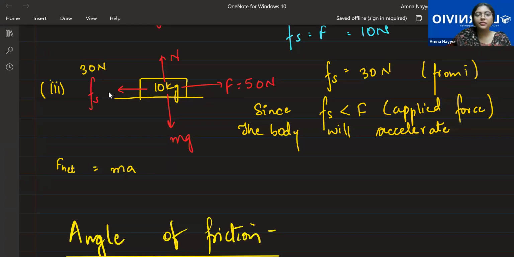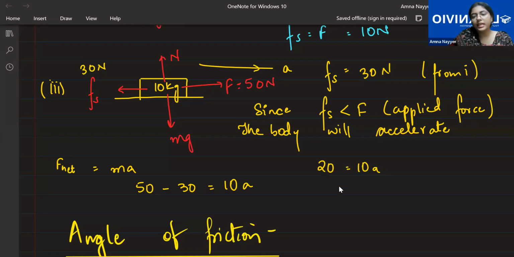Now this is acting here. You've done multiple questions. How are you getting stuck at this question? This is 50 Newton acting towards right, 30 Newton acting towards left. Body will definitely accelerate in this direction. This force will be taken positive. So 50 minus 30 is equal to 10 into a. This is equal to 20 is equal to 10a. Acceleration is equal to 2 meter per second squared.